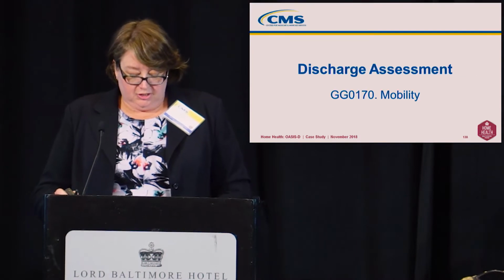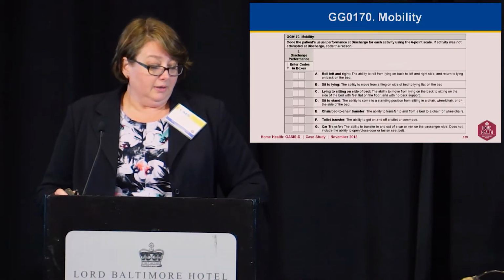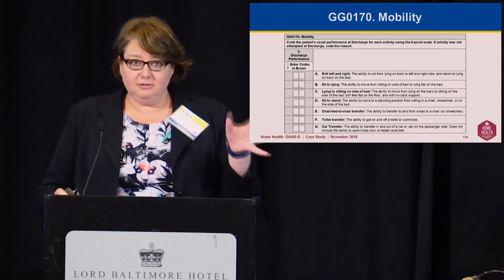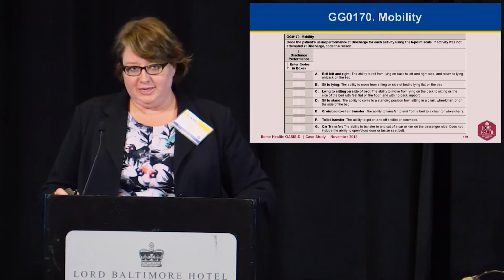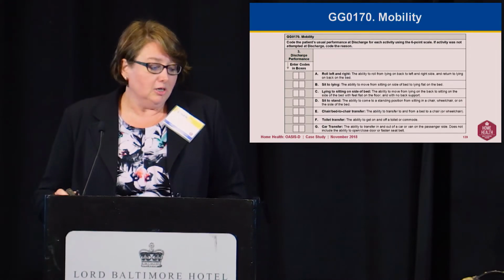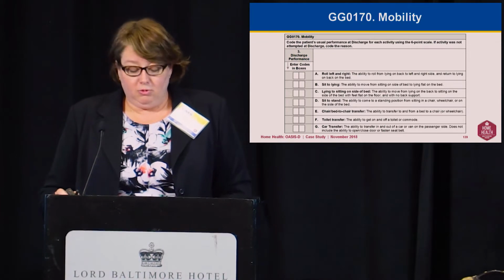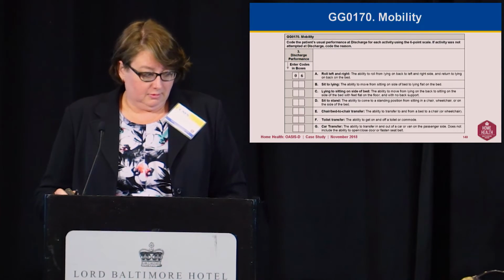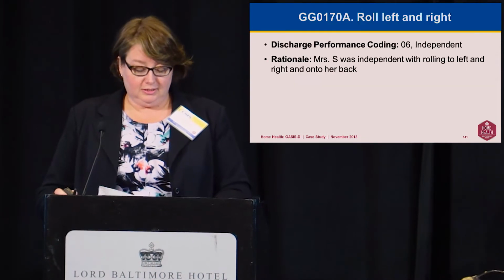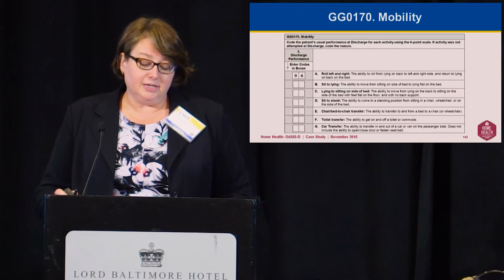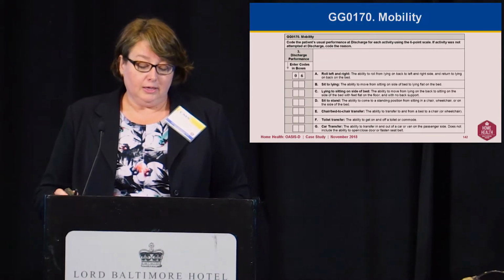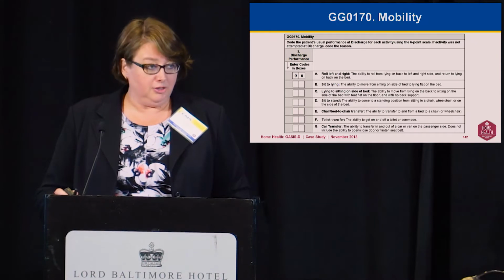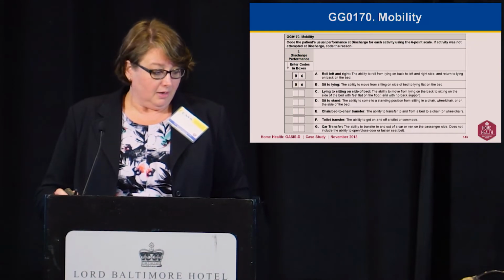Moving on to GG0170, mobility. And again, this is just the discharge performance as we are coding this at discharge. We're going to start with A, roll left and right. And the answer was 06. Mrs. S was independent with rolling to left and right and onto her back.